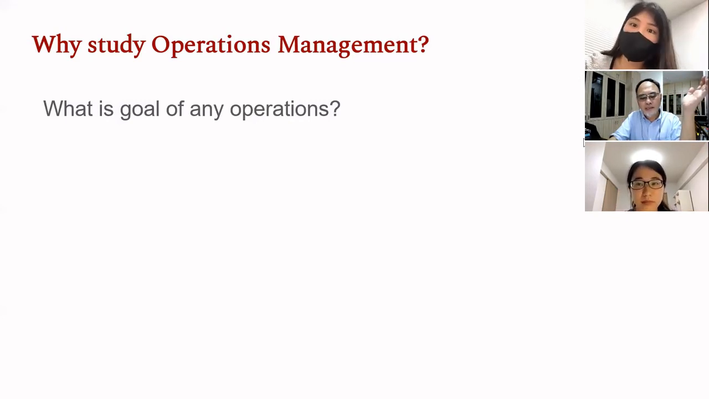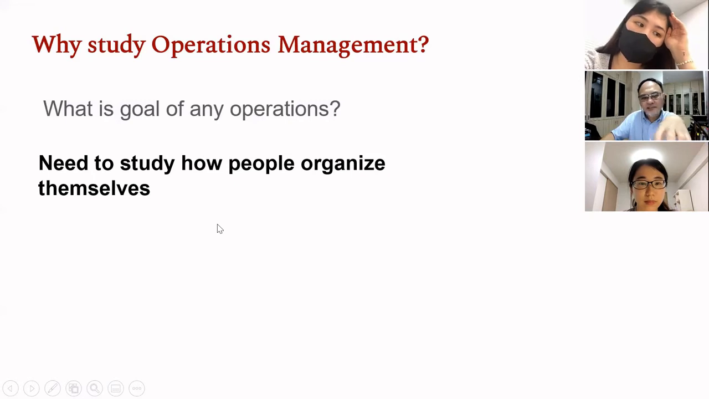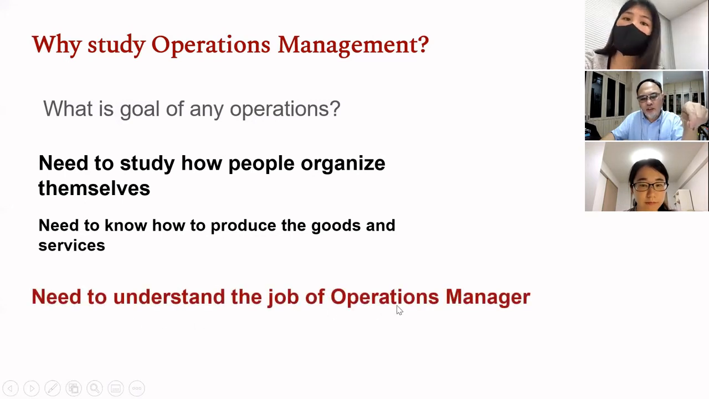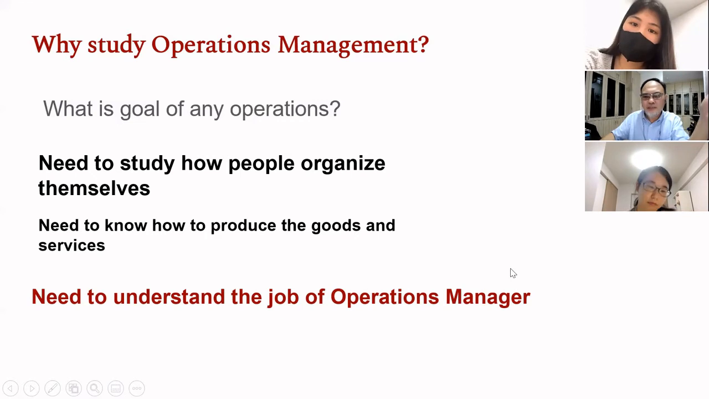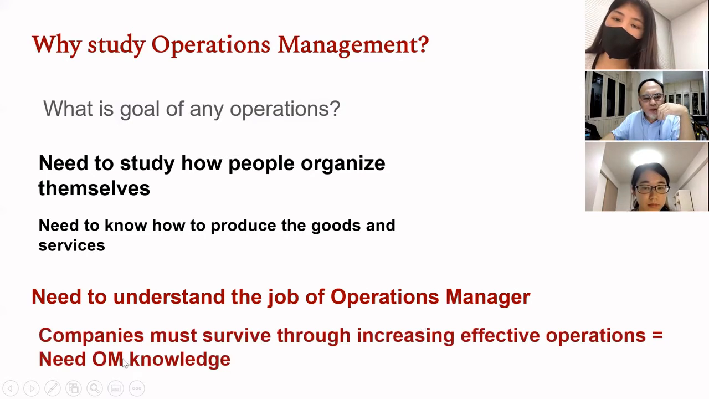Right. Let's move on. To achieve the goal, we need to study how people organize themselves in operations. We also need to know how to produce the goods and services in a very systematic way, organized with procedures. What is the procedure? So we need to understand the job of the operations manager. Management is all management, very clear cut. Companies must survive through increasing effective operations. So what I wanted was effective operations.